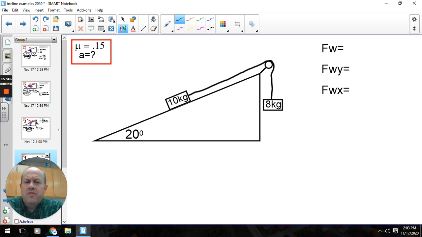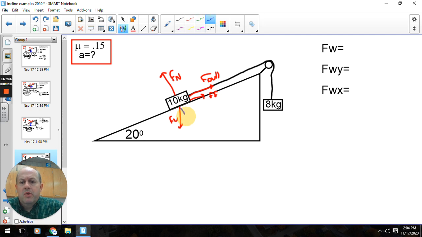A little bit different values. So we have a 10 kilogram mass, 8 kilogram mass. Our friction is slightly less, and our angle is 20. So let's put our forces in. So we got our normal force, we got our weight, we got pull, and we have to assign friction. So you might be thinking, well, 10 kilograms is heavier than 8, so I'm going to say it's going to slide down like the last problem. So let's see if that works. So that means friction would be up like this.